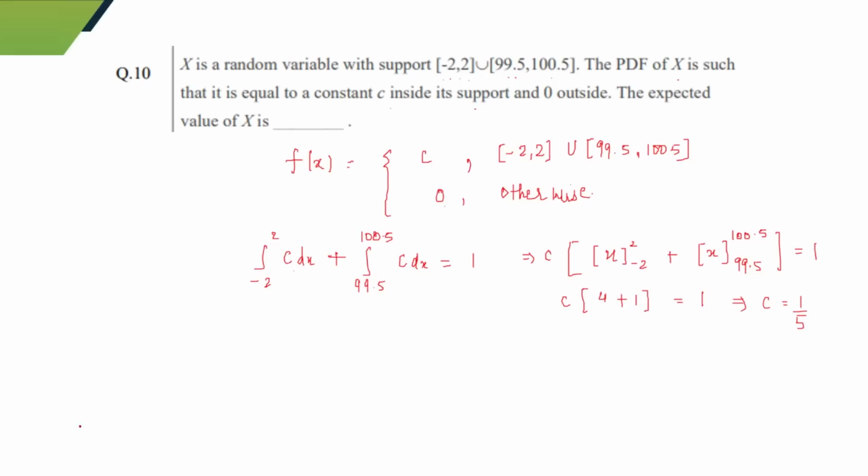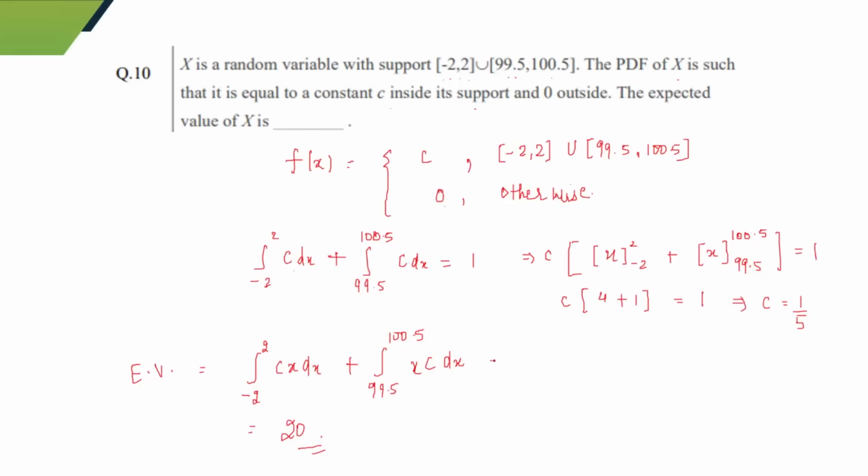Now I have to find the expected value, and for the expected value I have to integrate x f(x) from minus infinity to infinity. Again, because it is non-zero only on these intervals, I'll integrate on these intervals. So I integrate c x dx from minus 2 to 2 plus c x dx from 99.5 to 100.5, and if I integrate this and put the value of c, I'll get the value 20. This is basic integration. You can solve it yourself to get 20.